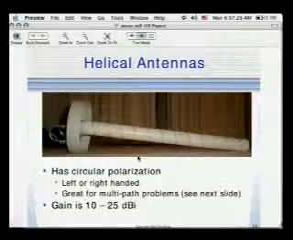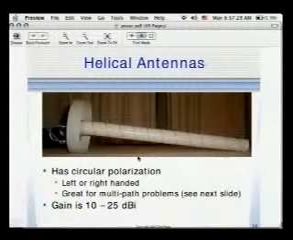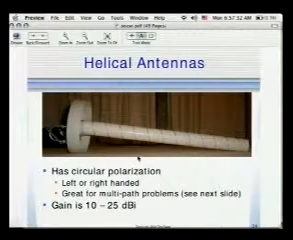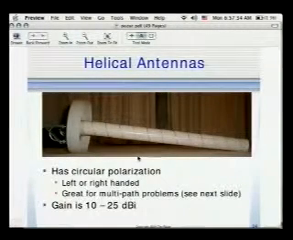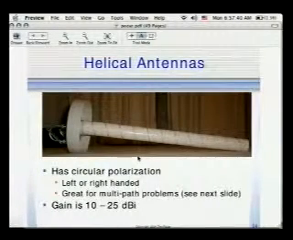There are also helical antennas that you can get. This is a handmade one that was done over PVC pipe. It has circular polarization, as opposed to most antennas, which have vertical or horizontal polarization. Now, I should touch a little bit on why you use polarization.